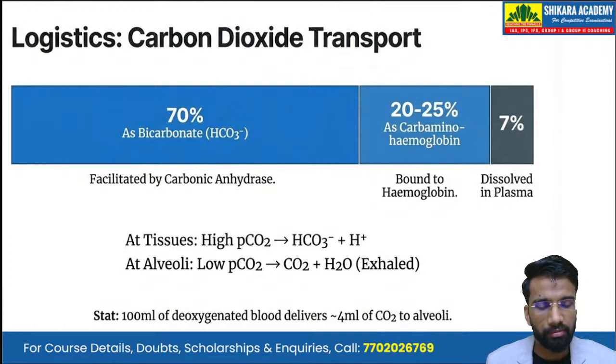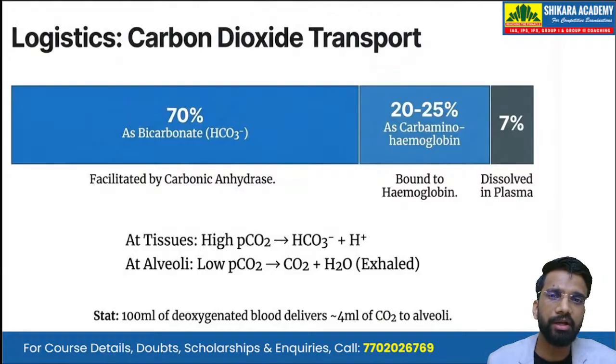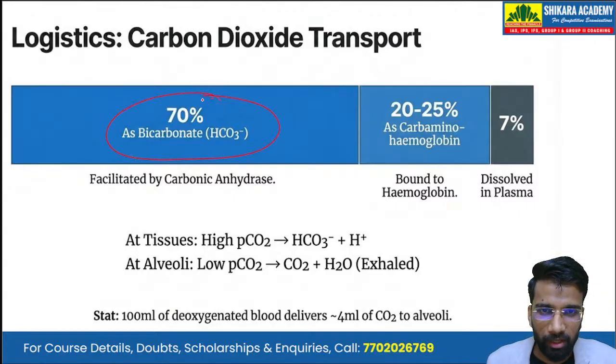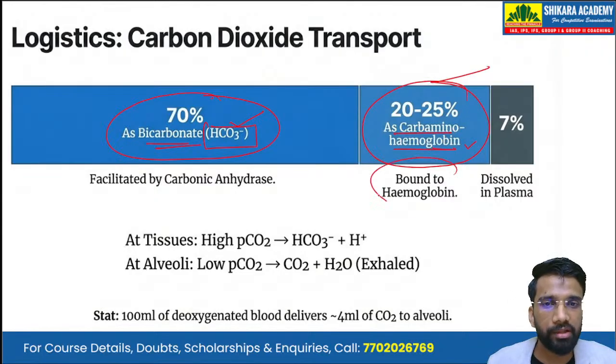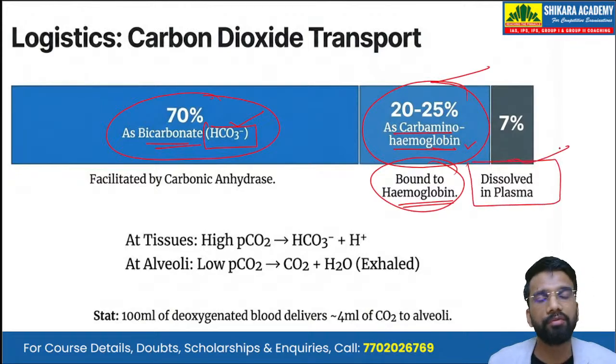Now, if we discuss the transport of carbon dioxide, it is mainly transported as bicarbonate ions. 70% of the carbon dioxide is transported as bicarbonate, that is HCO3 negative. 20 to 25% of the carbon dioxide is transported as carbaminohemoglobin, that is bound to hemoglobin, and 7% of the carbon dioxide is directly dissolved in the plasma.